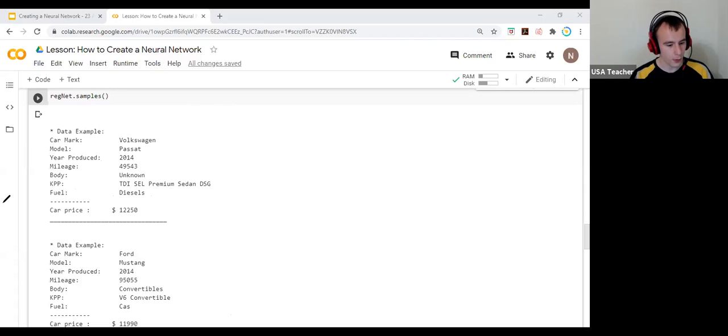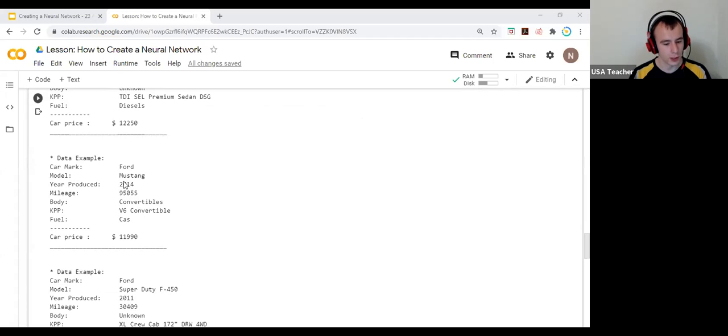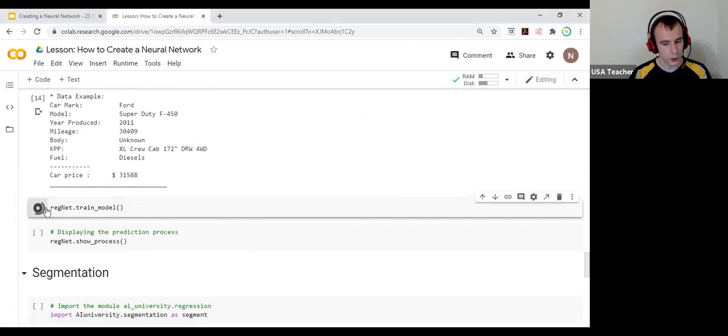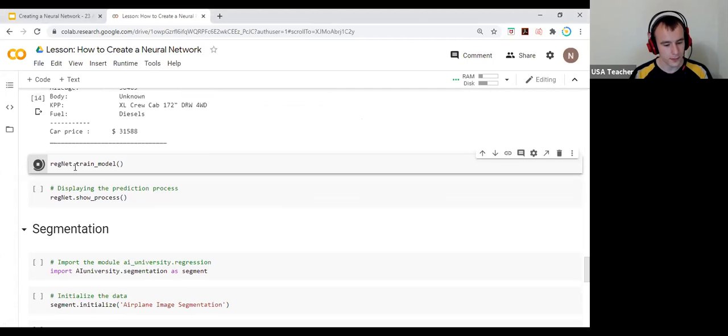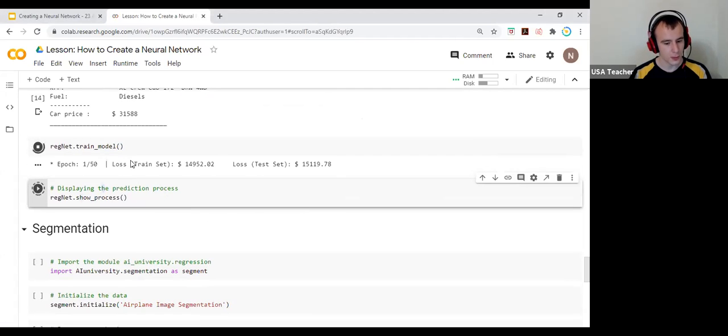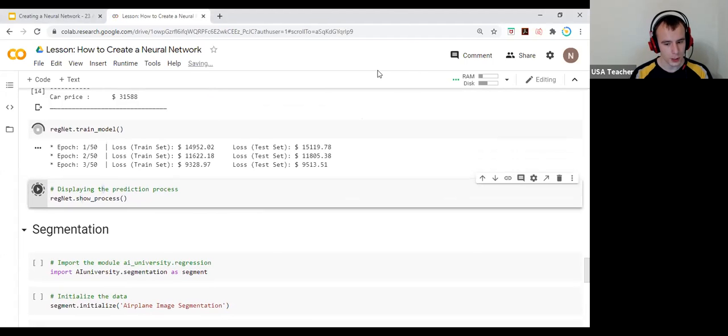So we have some other parameters here like body and KPP. Even though I've seen these parameters quite a few times, I still don't know what they are. And the great thing is that I really don't need to know what they are, because the neural network is going to find that out on its own, and it's going to find out how much it affects the final price on its own. So let's train the model. Once again, it's a fairly simple model, so it should train pretty quickly, especially since we're using a GPU.